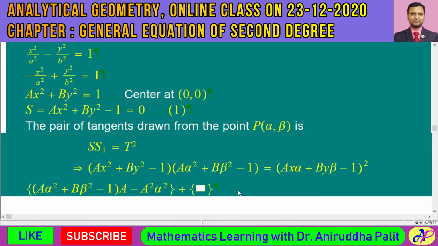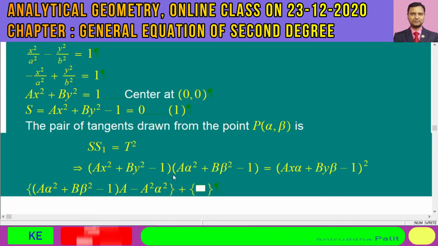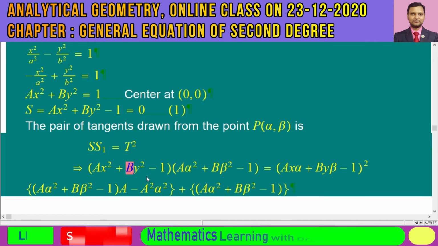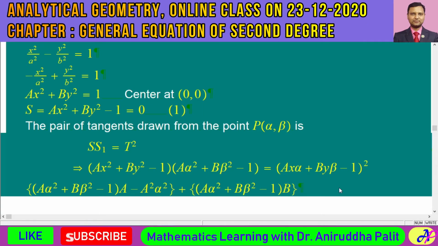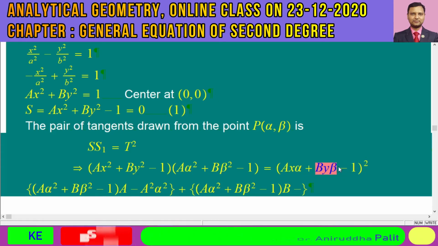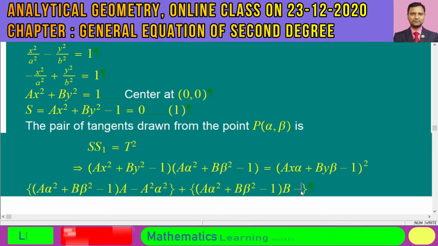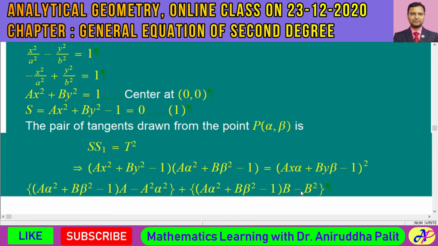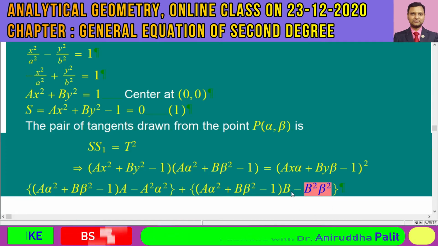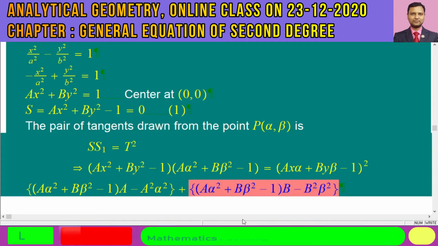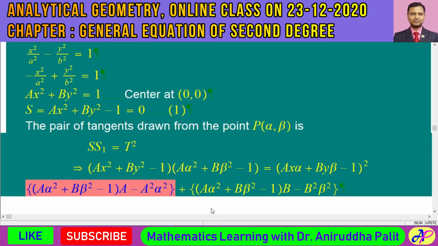Similarly, we need to consider the coefficient of y square. So the coefficient of y square would again be this expression multiplied by this capital B. Got it? So capital B minus, from the right hand side we need to identify the coefficient of y square. So the coefficient of y square will be capital B square into beta square. This much is the contribution from the right hand side and this much is the contribution from the left hand side. This total expression is the coefficient of y square, and that total expression is the coefficient of x square.